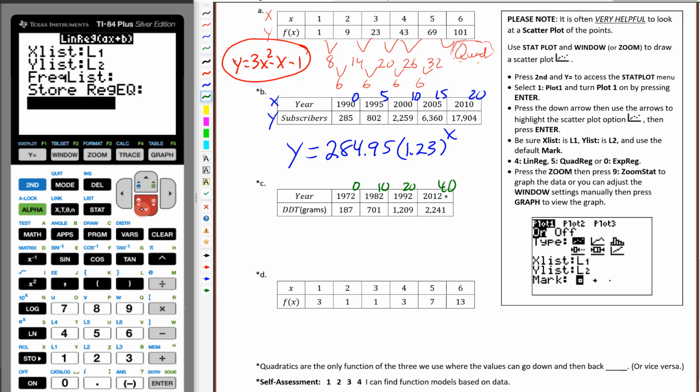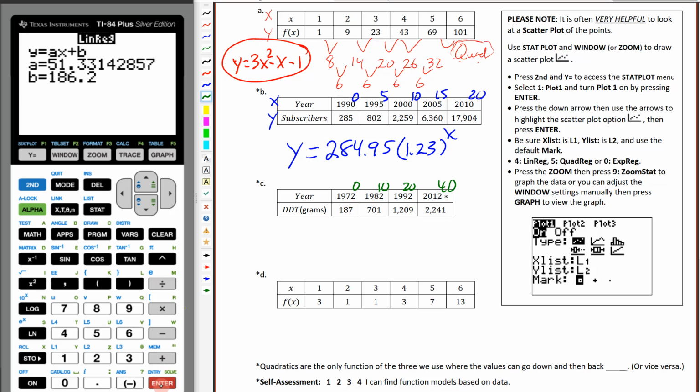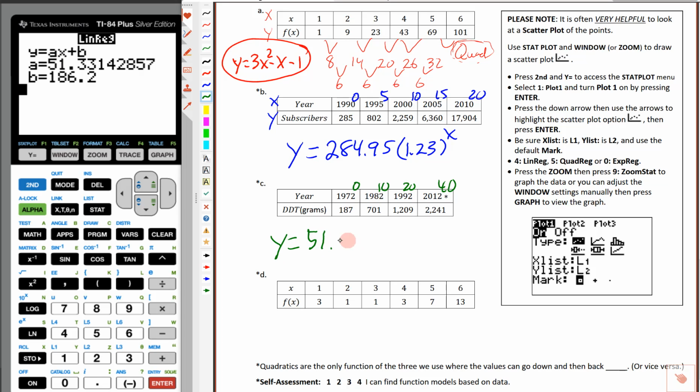All of those stay the same. So really, once you get the calculator set up and get used to it, it's really not too bad. So I'm going to write down y equals, this is going to be 51.33, then an x, and then plus 186.2. So this is our answer on this one.